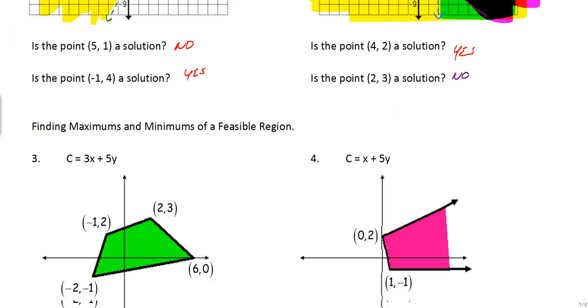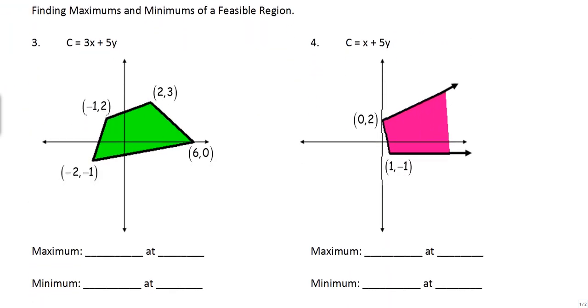So now we're going to take it up a level. We're going to talk about finding maximums and minimums of a feasible region. Now, the feasible region is your shaded region. So on the left, it would be the green. On the right, it would be the pink.